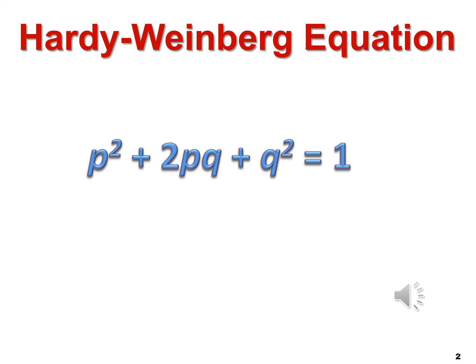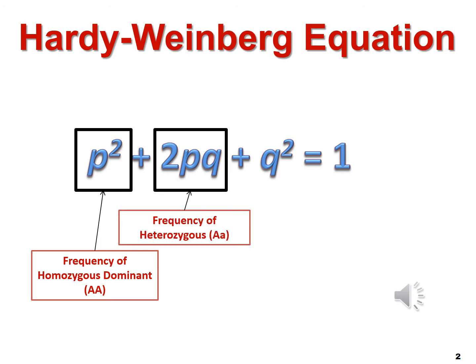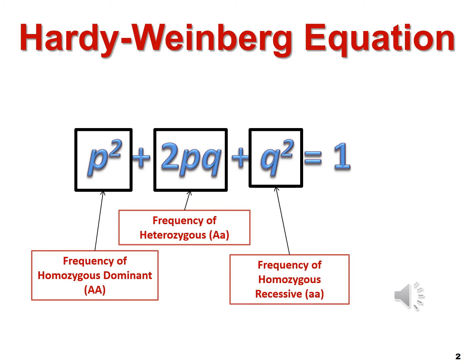Okay, now let us look at the Hardy-Weinberg equation. The Hardy-Weinberg equation is represented by p squared plus 2pq plus q squared equals 1. P squared is the frequency of homozygous dominant genotypes. 2pq is the frequency of heterozygous genotypes, while q squared represents the frequency of homozygous recessive genotypes. 1 is the total of the gene pool.